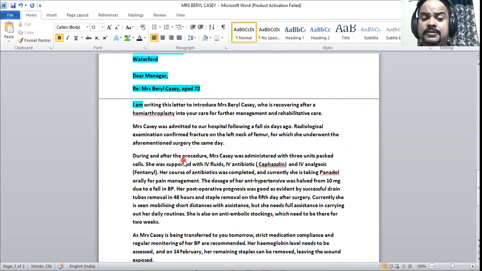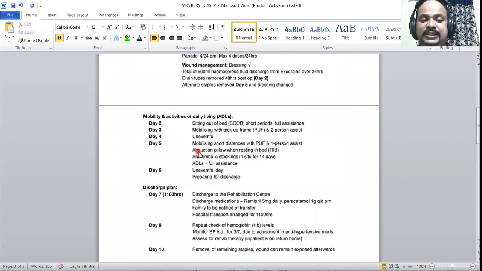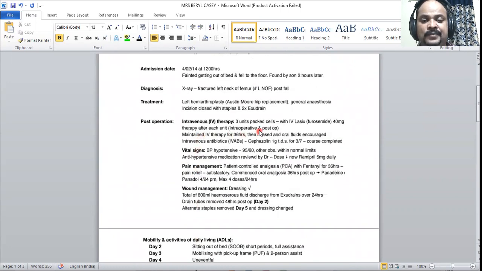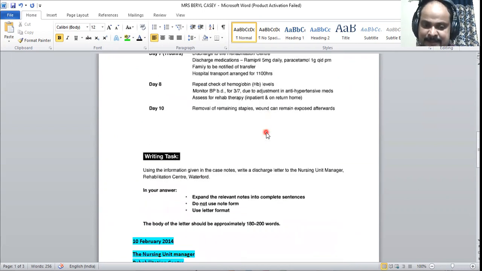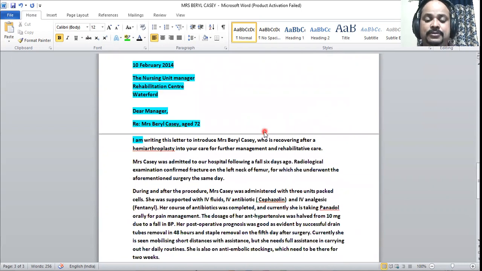During and after the procedure, Mrs. Casey was administered with 3 units packed cells. So we can say it here, 3 units packed cells, intraoperative and postoperative. That's the thing. From here, I need to cross-check these things.